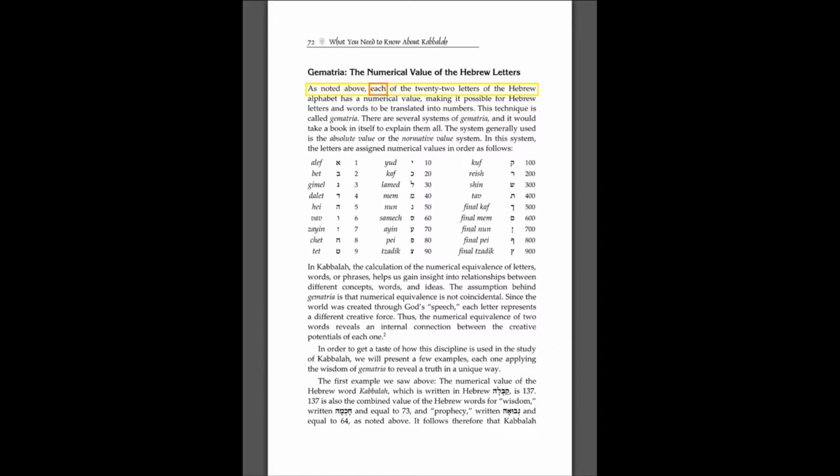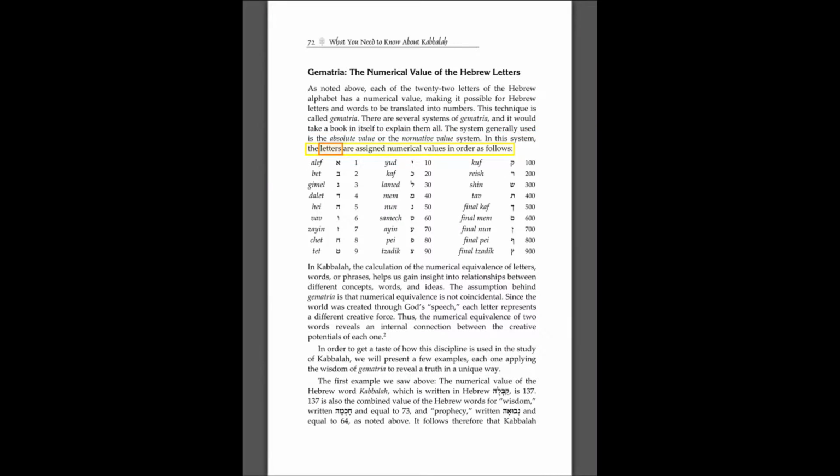Gematria, the numerical value of the Hebrew letters. As noted above, each of the 22 letters of the Hebrew alphabet has a numerical value, making it possible for Hebrew letters and words to be translated into numbers. This technique is called gematria. There are several systems of gematria, and it would take a book in itself to explain them all. The system generally used is the absolute value or the normative value system.